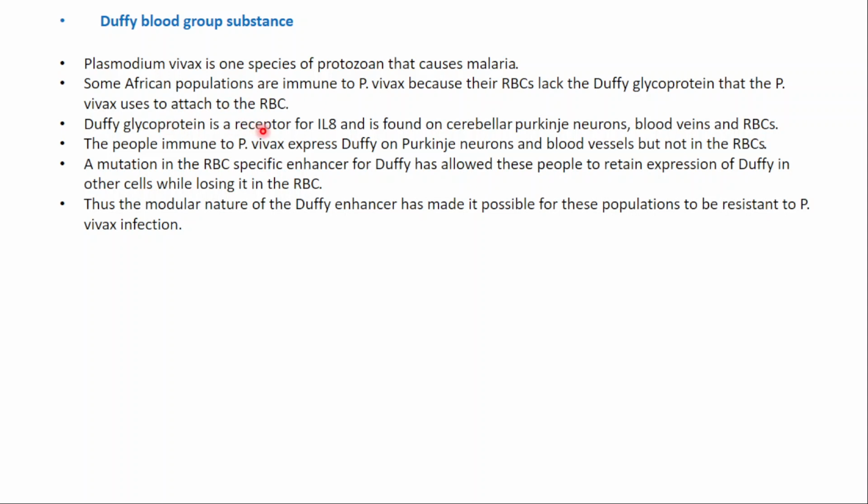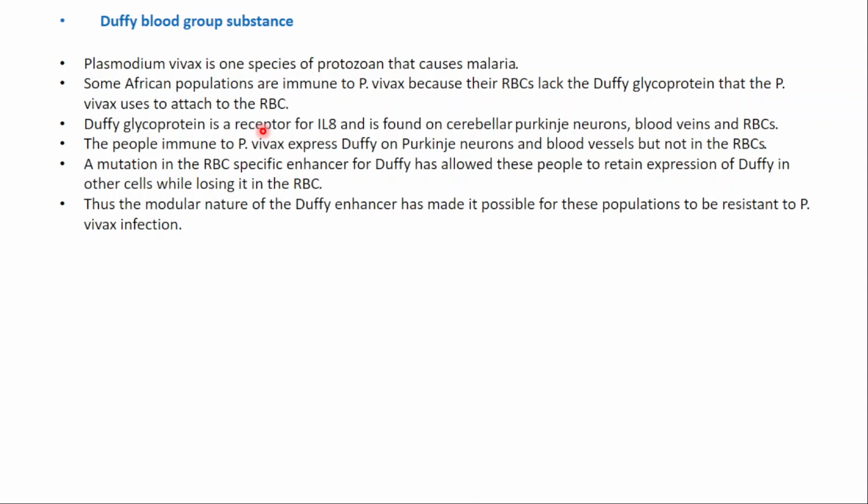So such populations do exist in South African populations. Some of the African populations are immune because they have no Duffy protein on their RBCs. Duffy glycoprotein is a receptor for IL-8 and is also found on cerebellar Purkinje neurons, blood and veins. So these are the other regions where Duffy glycoprotein is used. So this shows the modularity of the Duffy enhancer. The same set of genes can be expressed in different tissues at different time points, owing to its developmental origin and the requirement in RBCs, Purkinje neurons, and blood veins.